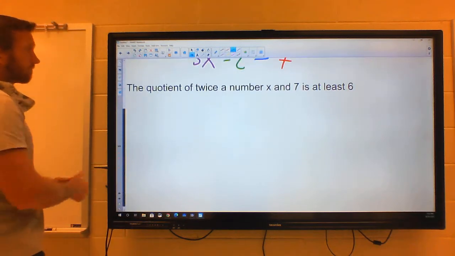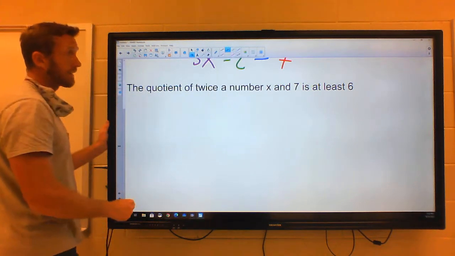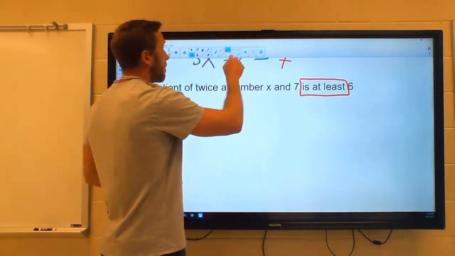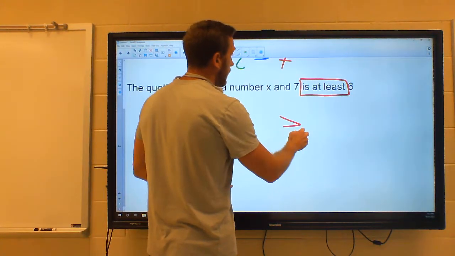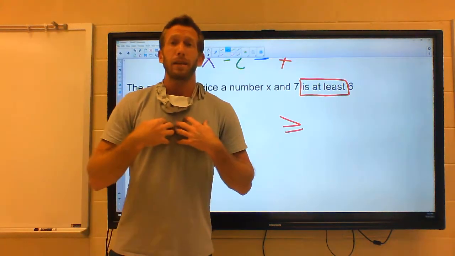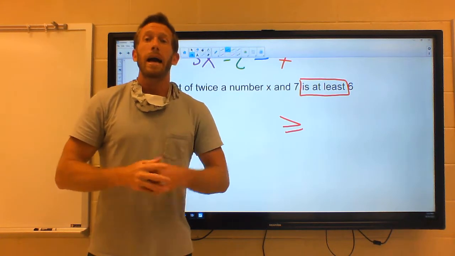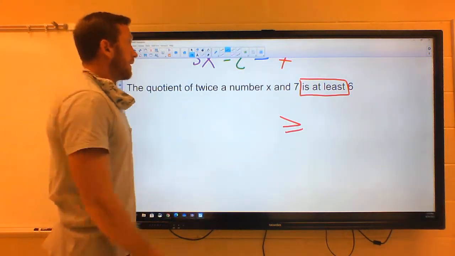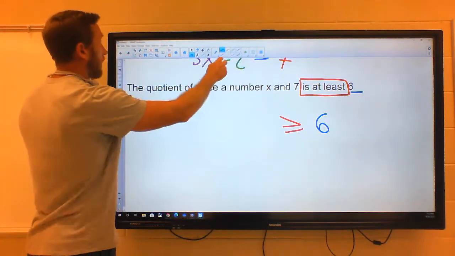Our next example, the quotient of twice a number x and 7 is at least 6. All right, so is at least is our math verb here. Okay, at least means greater than or equal to, because it's at least something. So like if I say I have at least $100 in my bank account, then I have more than $100 or exactly $100 in my bank account. So at least 6. All right, now let's look at the rest of the problem. Let's see what they talk about.